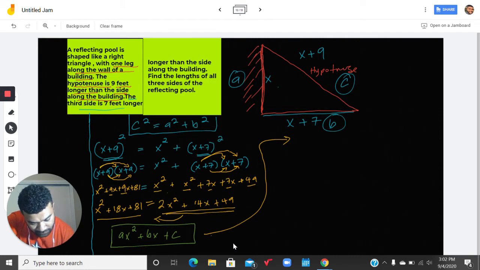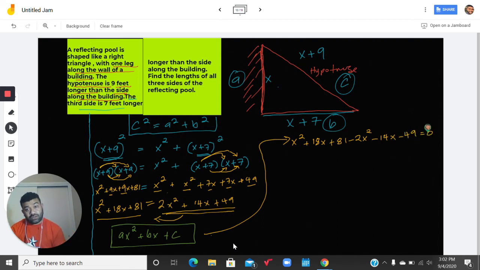So I have x squared plus 18x plus 81. These are all the values on the left, so they remain positive. And then minus 2x squared, and then minus 14x, and then minus 49 equals 0. These are all the values that were on the right. They become negative when I bring them to the left.